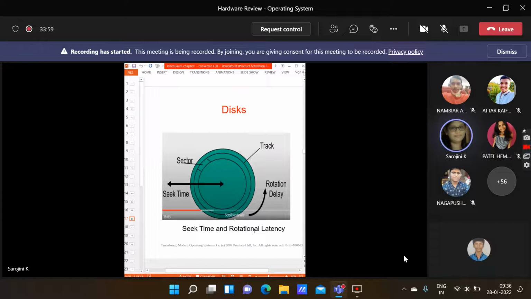The seek time and rotational time are not actually read time and write time. These are extra times, no? So we have to know about this. The seek time should be less, and rotational latency also should be less. That is the preferable one, right? Then only can you quickly retrieve the data.